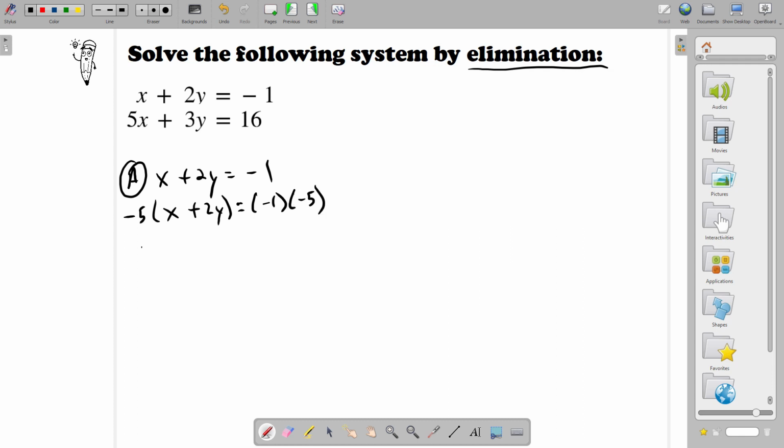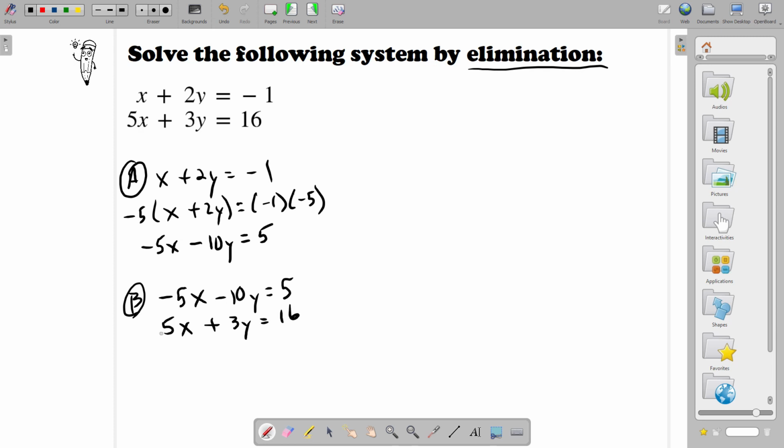Negative 5 times x is negative 5x, and see that negative 5x will add to 0 with that positive 5x. Negative 5 times positive 2y is negative 10y, and negative 1 times negative 5 is positive 5. Now I'm going to take this new equation. Notice I'm writing it down, and then taking the second equation that we did not change, and I'm going to add these two equations together.